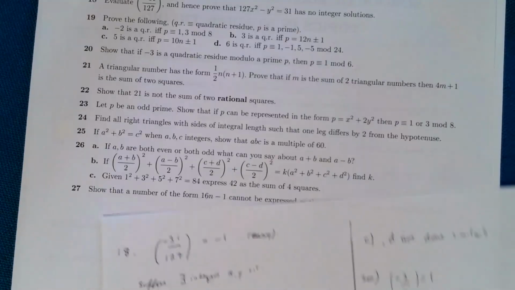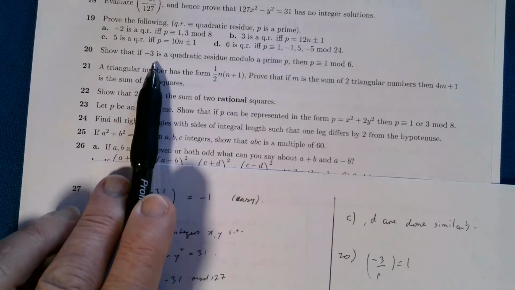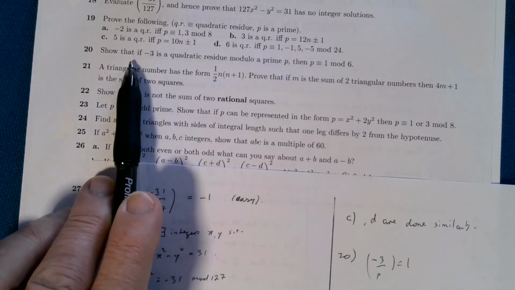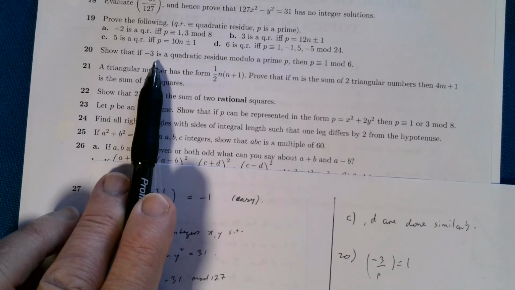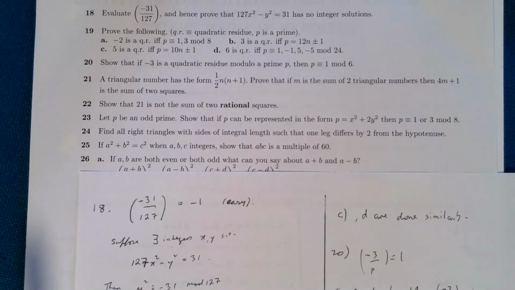Finally, the last question for this section, question 20: show that if minus 3 is a quadratic residue modulo a prime p, then the prime has to be 1 mod 6.